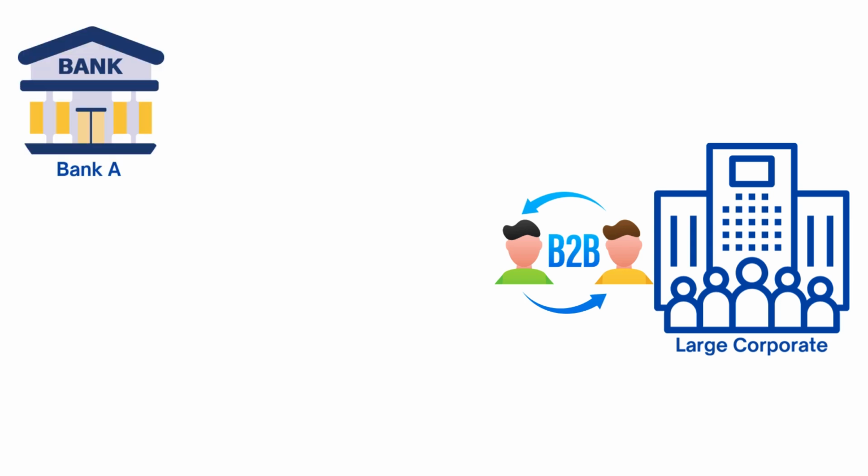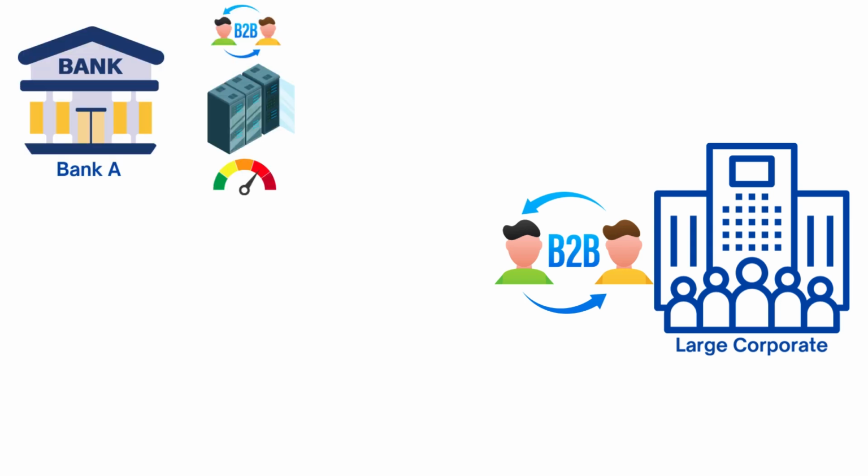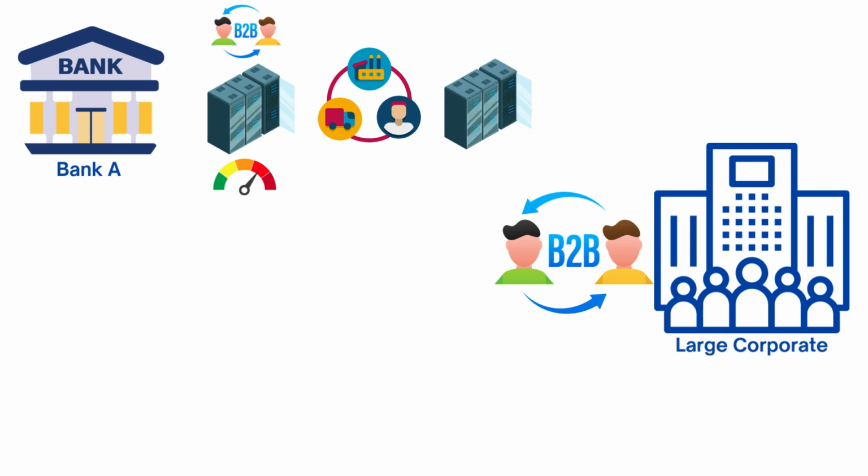Bank A, which runs its systems on-premise, must go through the process of purchasing and installing additional resources, such as servers and memory, to handle the increased transaction volume. This process is time-consuming and could take 6 to 8 weeks to complete, delaying their ability to offer the service.